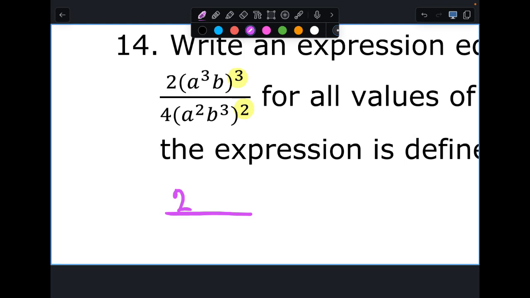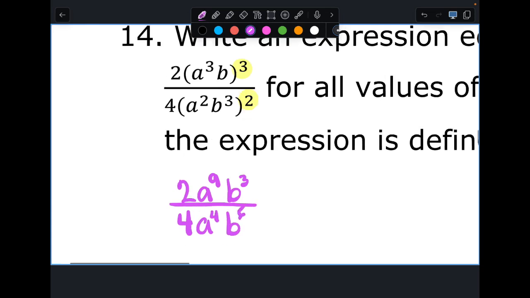But for A, we get A to the power of 9 and B to the power of 3. Okay, on the bottom, once again, the 2 does not jump over the parentheses over to the 4. No, 4 is not in the parentheses, so it does not affect the 4. We do get A to the power of 4 and B to the power of 6.